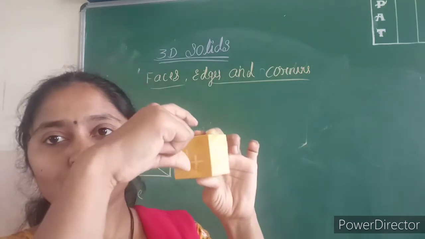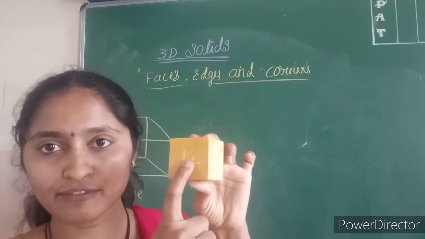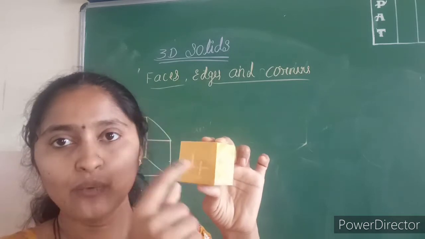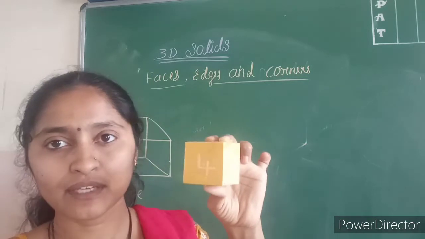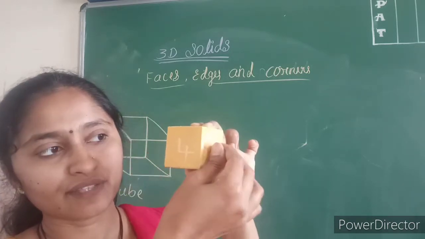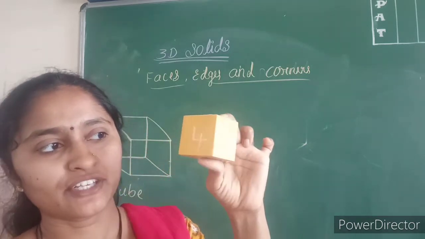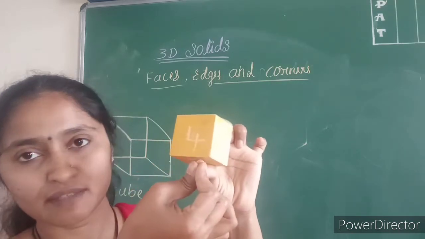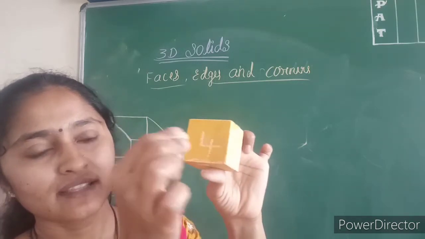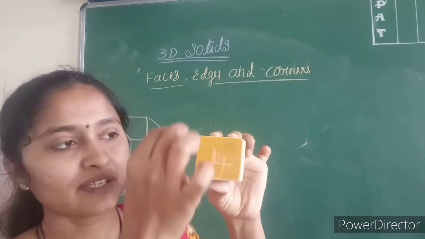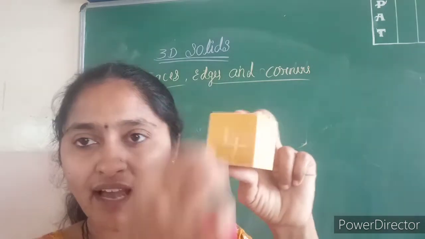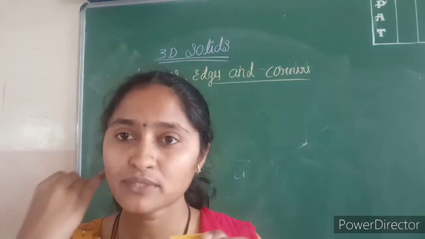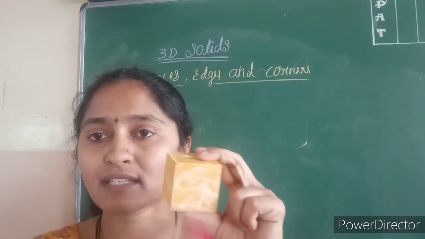Where two faces meet, there it forms an edge. See, here one face is there and here one face is there. Where these two faces meet, here it makes an edge. This face and this face meet here and make an edge. This face and this face meet here and make an edge. So two faces meet to make an edge. Now we have counted how many faces a cube has.